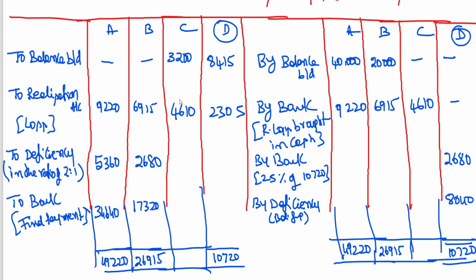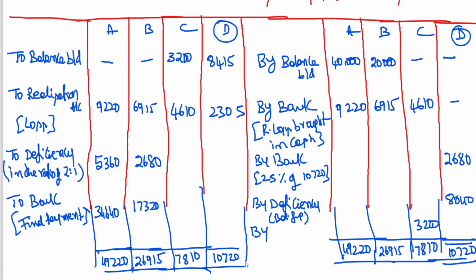C, even though solvent, his account is still showing debit balance. So now 4,610 plus 3,200 coming to how much? 7,810. 7,810 minus 4,610. It is coming to 3,200. That means he has to bring 3,200 since his capital account is showing debit balance.